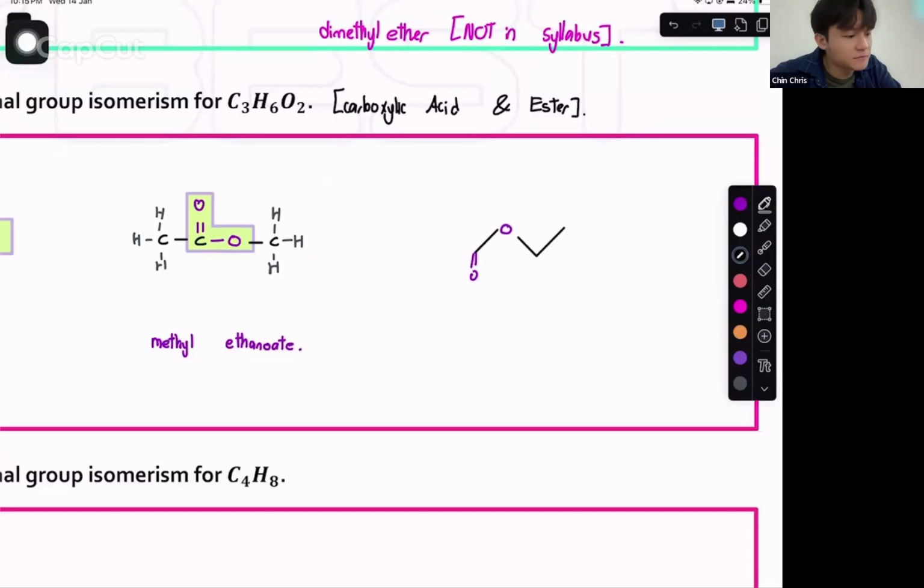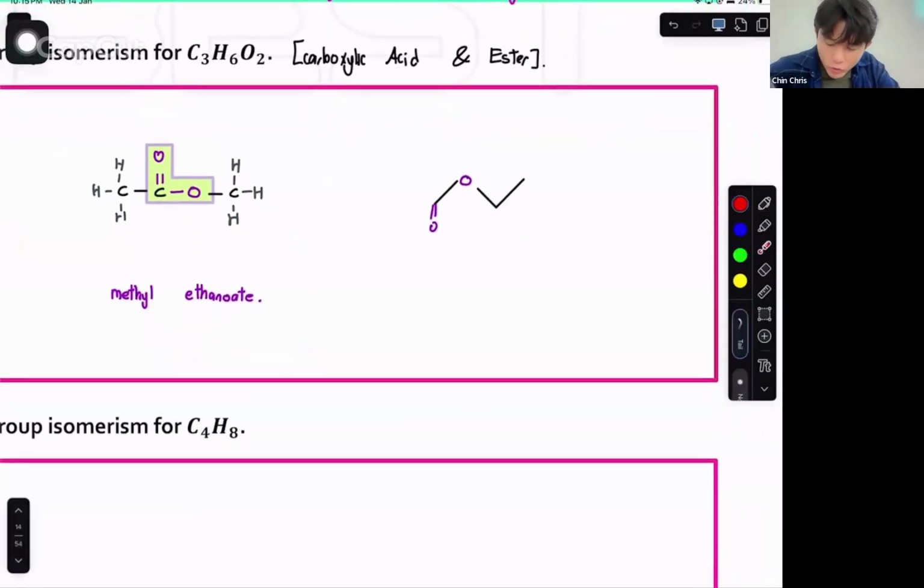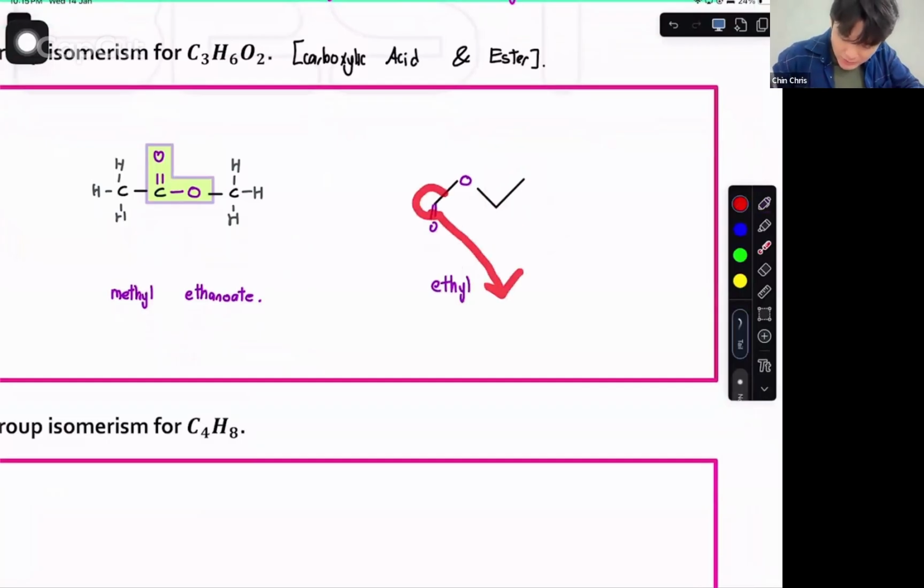Alright guys, next. Please tell me what is the name given. You have 2 carbons connected to the alcohol end, so we call it ethyl. And 1 carbon connected here, methanoate. That's it. Clear?